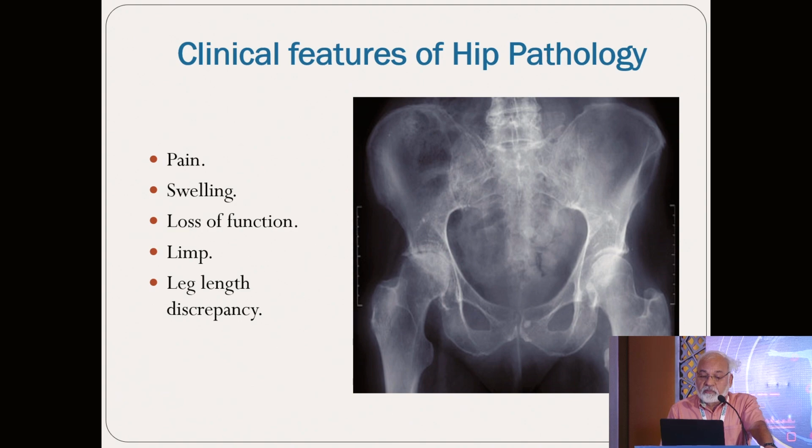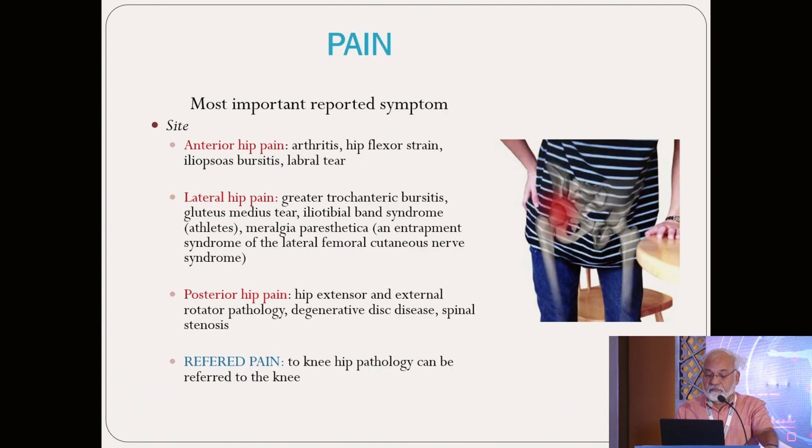And these are the common features in hip pathology: pain, swelling, loss of range of motion, limping or limb length discrepancy. And we all know that pain is the most important reported symptom. If it is reported as anterior hip pain, then it could be contributed to by arthritis, strain, bursitis or labral tear. If it is on the lateral side of the hip joint, then greater trochanteric bursitis could be responsible for causing the pain.